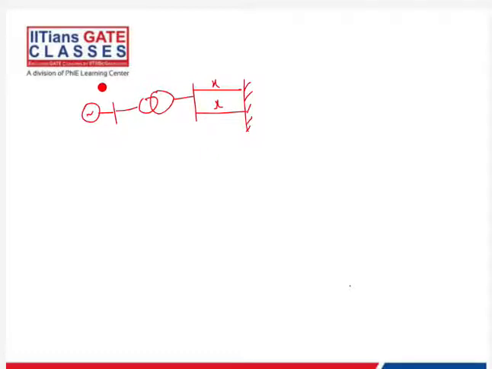So a generator with constant terminal voltage 1.0 per unit is supplying power through a step-up transformer, which has a reactance of 0.12 per unit, to a double circuit line. So these are two parallel lines to an infinite bus bar which has voltage 1 per unit. For this given system, the steady state stability limit is found to be 6.5 per unit.